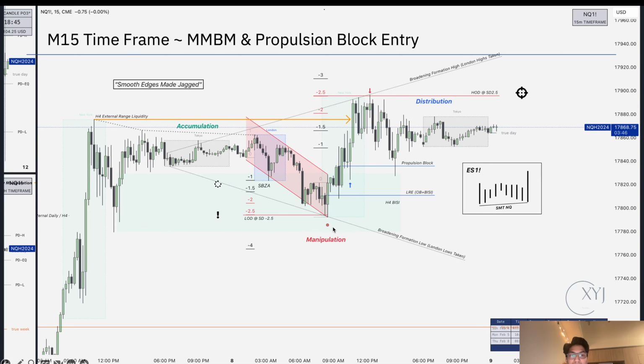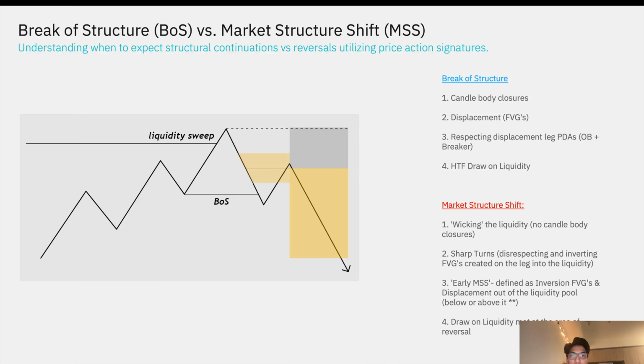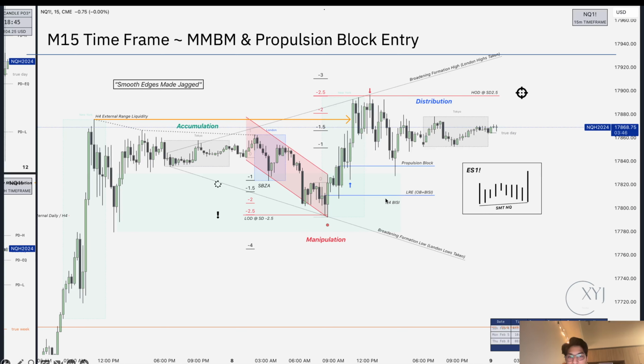Now, this is paired again with our market maker model understanding of a higher time frame PD array acting as the origin for a smart money reversal, which is our 4-hour buy side imbalance, sell side inefficiency, or fair value gap. As you can see, once we put in this low, we break structure on the 15-minute, creating our low risk entry, which is an order block and a fair value gap, a small one, and then the entry which I took, which is the secondary confirmation or the first phase reaccumulation at this propulsion block.